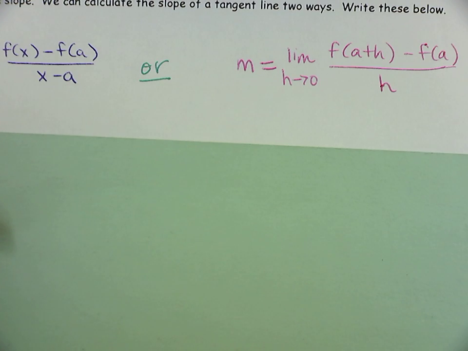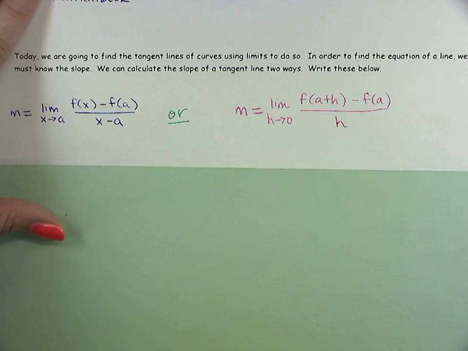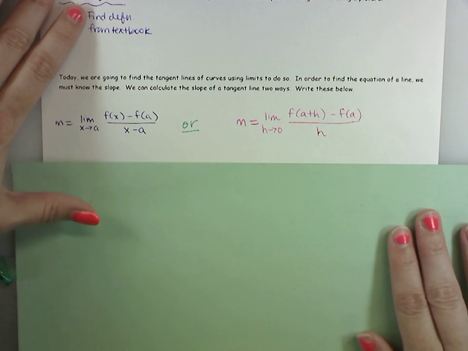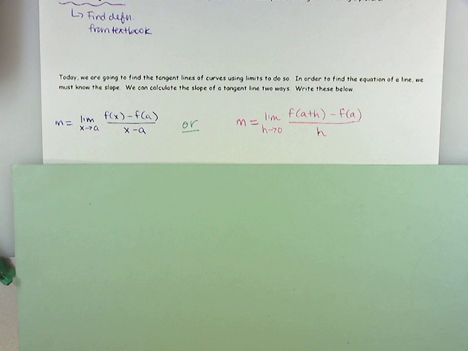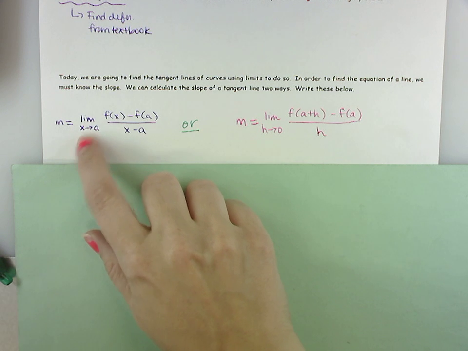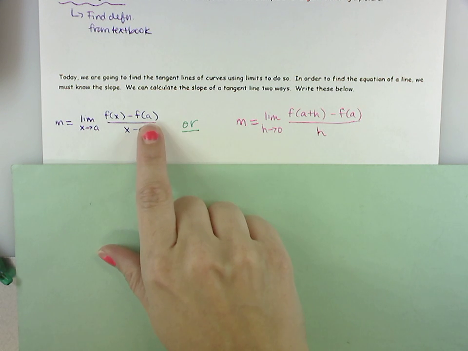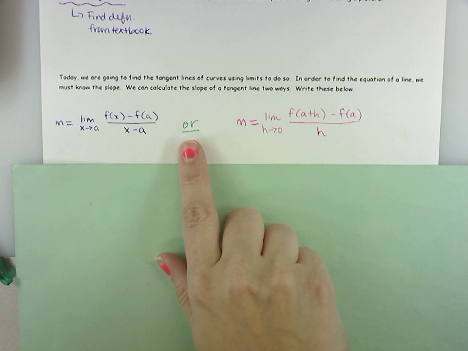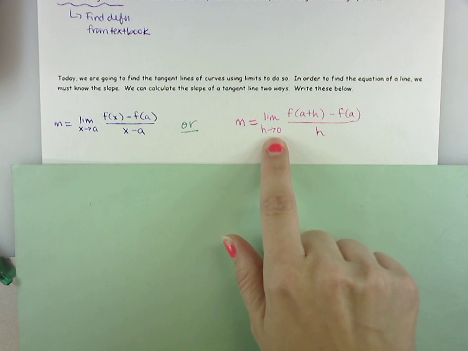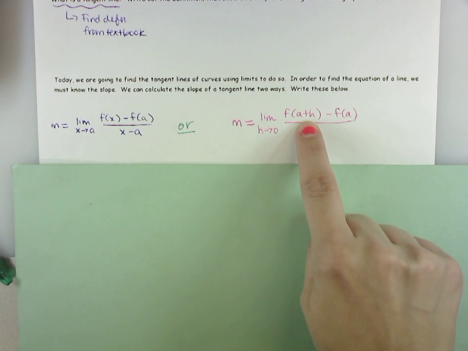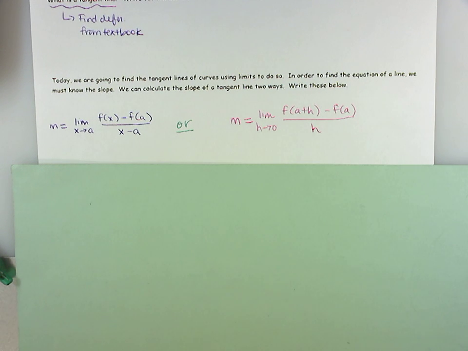So today we're going to find the tangent lines of curves, and we're going to use limits to do this. In order to find the equation of the line, we have to know what the slope is. There are two different ways that you can find the slope, so you have to use one of these two equations. Either the limit as x goes to a of f of x minus f of a over x minus a, or the limit as h goes to 0, and that's f of a plus h minus f of a over h.